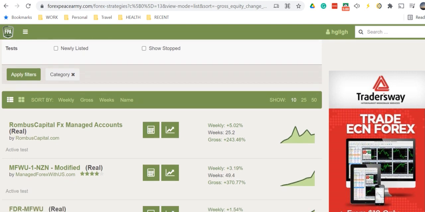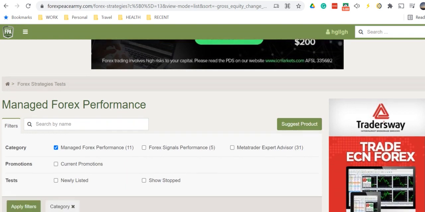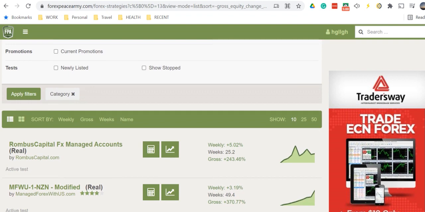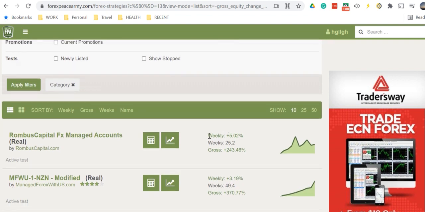And so this one I'm going to show you was Rhombus Capital, came out as one of the top, or the top performer on the managed Forex performance category. So a weekly, so they do tests on Forex Peace Army, so weekly return of like 5% here over the past 25 weeks. It's not bad.